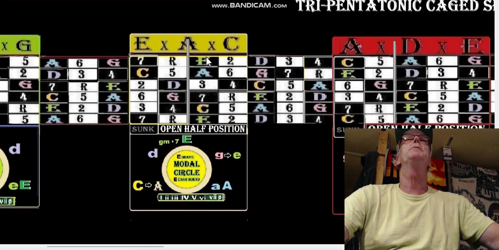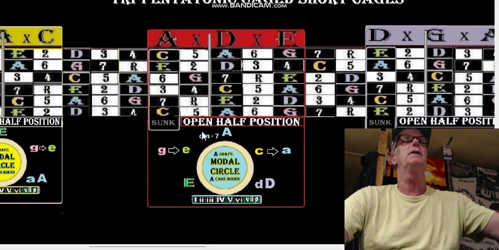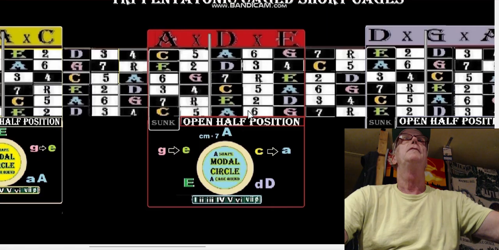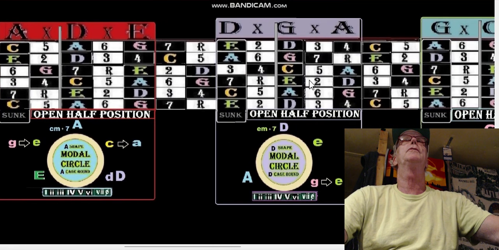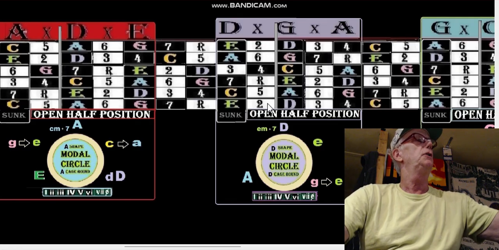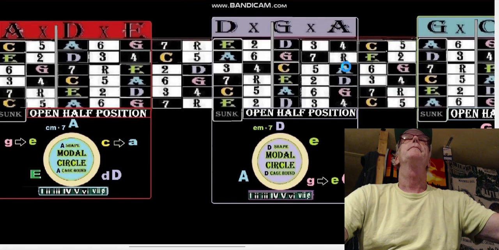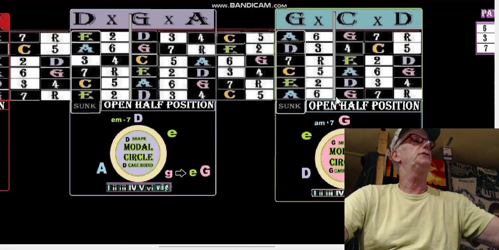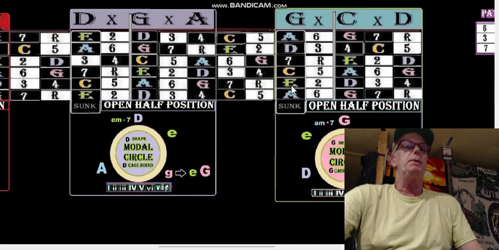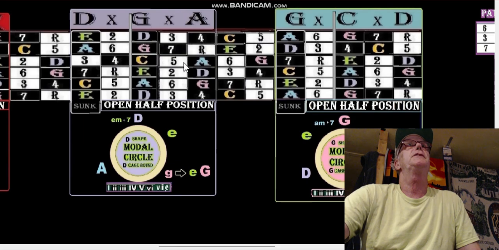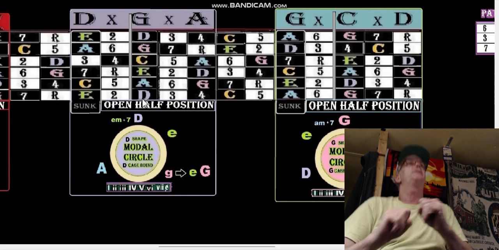Okay, and then we would go to the A shape. It's another inversion of the same thing. 5, 6, root 2, 3. Okay, then we can go over to the D shape. 2, 3, 5, 6, root. You know, and then the G shape is 6, root 2, 3, 5. So that's what the pentatonic cages are about. Different inversions of the same root pentatonic scale.